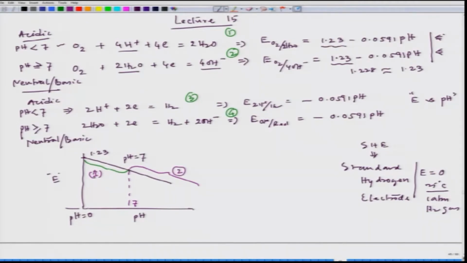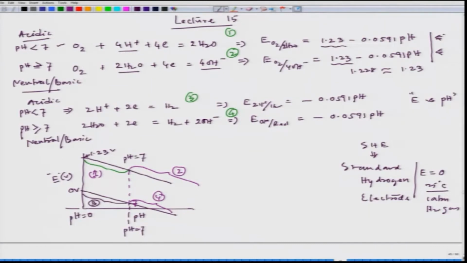Now, if I try to see the variation for these two reactions, then again we can have another plot. Let us say this is 0 volt, this is in volt, and 1.23 volt is this point. Now again this will be a parallel line to this, and this line is pH equal to 7. So, the third equation will be valid here and the fourth equation will be valid here.